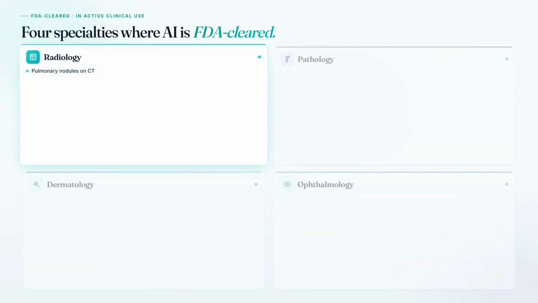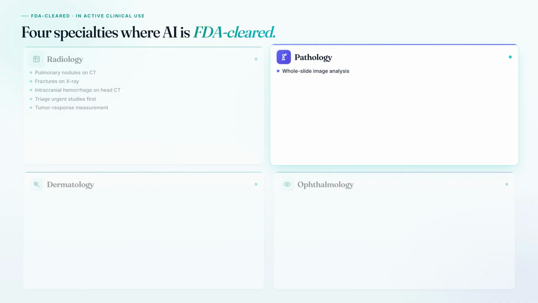Radiology, AI algorithms detect pulmonary nodules on CT, identify fractures on X-rays, flag intracranial hemorrhage on head CTs, and triage urgent studies so the sickest patients get read first. Some can measure tumor response over time with precision that exceeds manual measurement. Pathology. Digital pathology with AI can analyze whole slide images, identifying mitotic figures, grading tumors, and detecting micrometastases that a pathologist reviewing thousands of slides might miss.